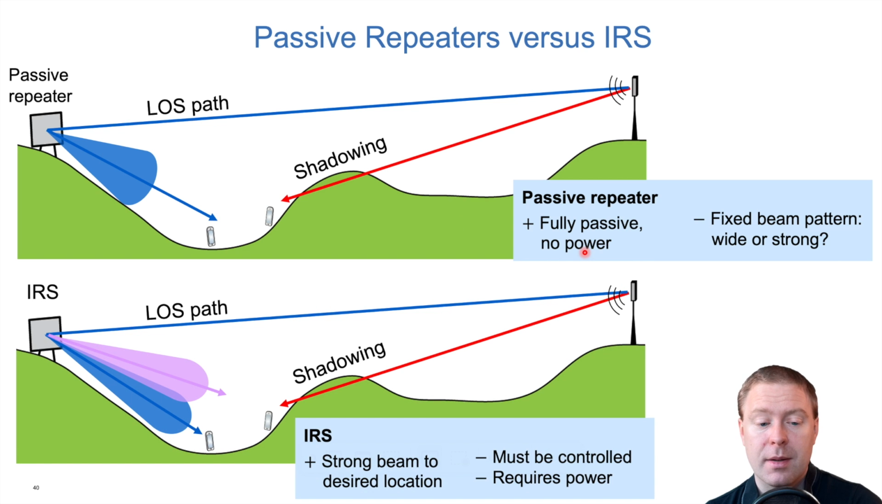And IRS is a smarter piece of equipment because it can take the signal from the transmitter and it can beamform it. Sometimes one user, sometimes another user. So we can get a stronger beamforming gain. We don't have to fill the entire valley at the same time, but we can configure ourselves depending on which user is served at a time. But we must control it, and it requires some power to do that.